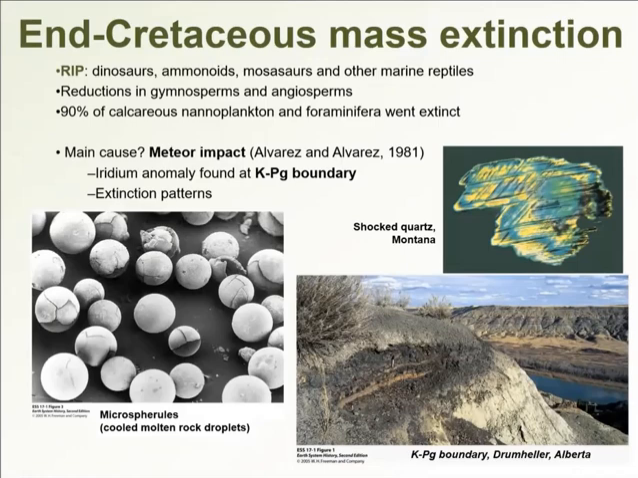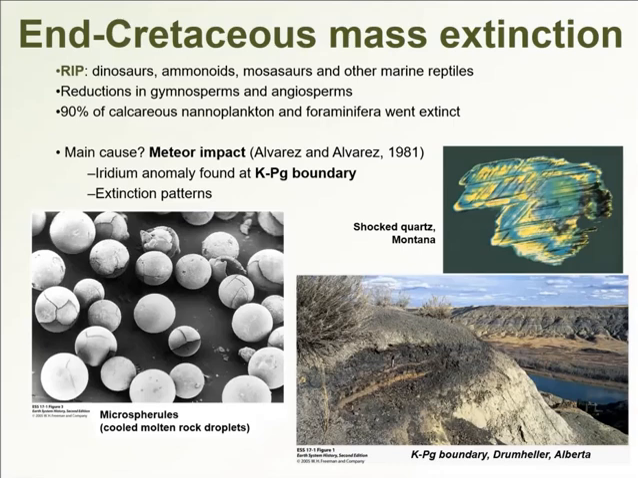So here is an image of this boundary, the KPG or KT. This is up in Canada. So we can actually go point to it in the rock record. So dinosaurs, ammonoids, mosasaurs, most marine reptiles, all gone. We have severe reduction in our plants. And plankton, the oceans really had drastic die-off.